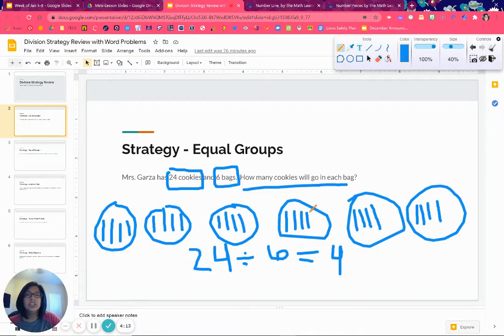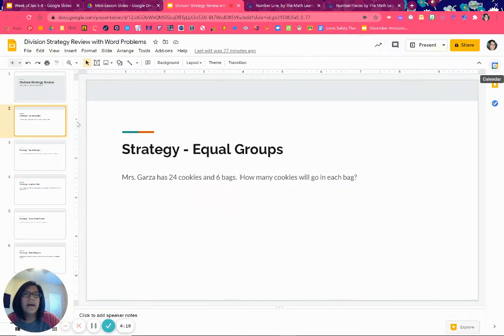All right, notice what it looks like. We have our 6 bags, 4 in each, because the next one is also going to be equal groups, but it's going to be a different representation. Let's see how that is. So this time, Mrs. Garza has 24 cookies. She wants to place 6 cookies in each bag. How many bags will she use?